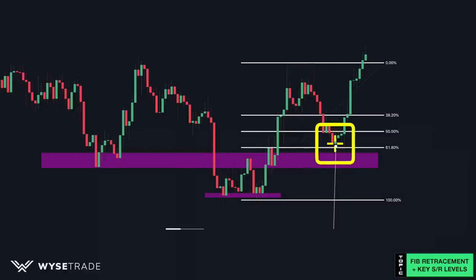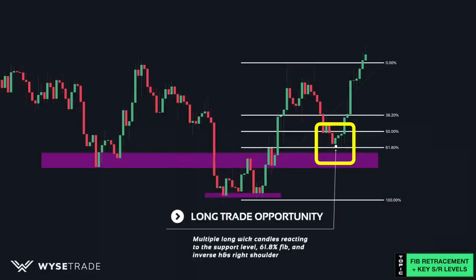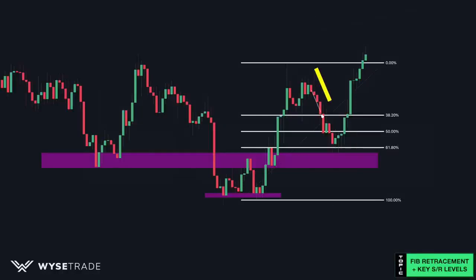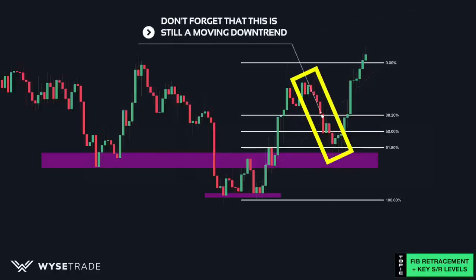Once price reached the area, you had multiple very long wick candles reacting to the fib level and support level, which presented a long trade opportunity. Now, a reaction does not equal a trade, as price can stall at the area and still continue downwards. Because don't forget that this is still a current moving downtrend.